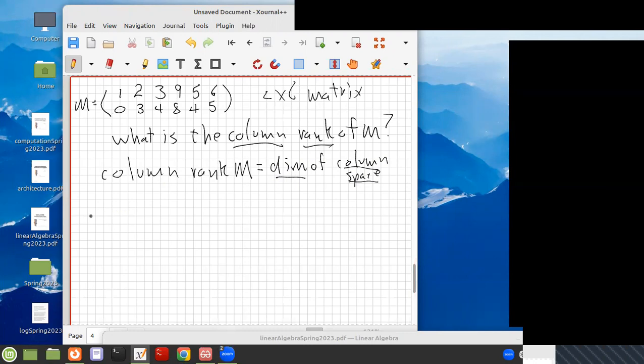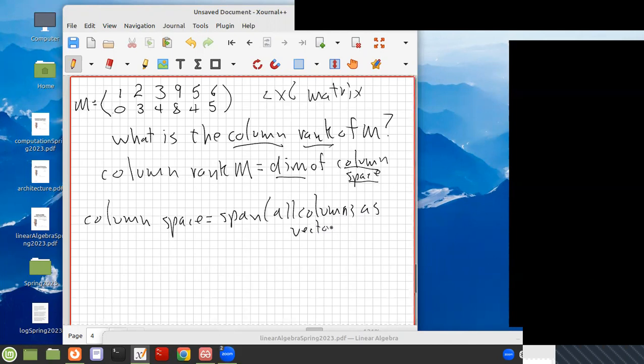So what's the column space? Well, the column space equals the span of all the columns as vectors. So it'd be like A times (1, 0) plus B times (2, 3) plus C times this one plus D plus E plus F, right? It'd be all those vectors where A, B, C, D, E, and F are arbitrary. So that's the column space. So what is the column rank?